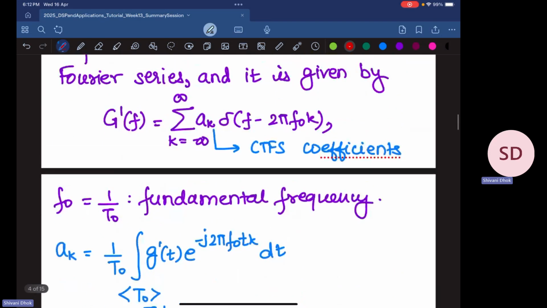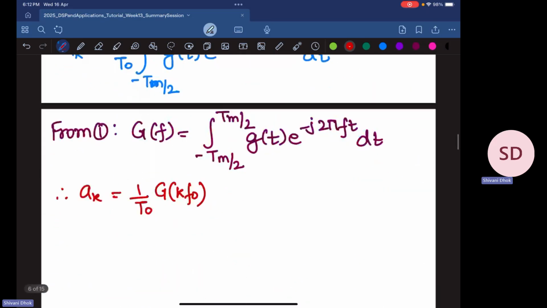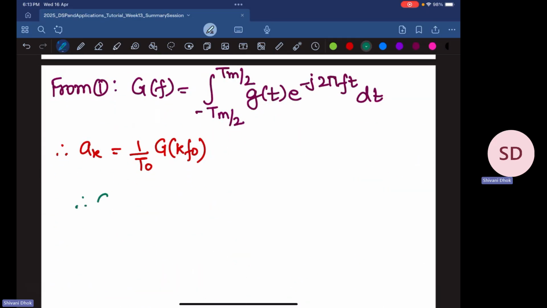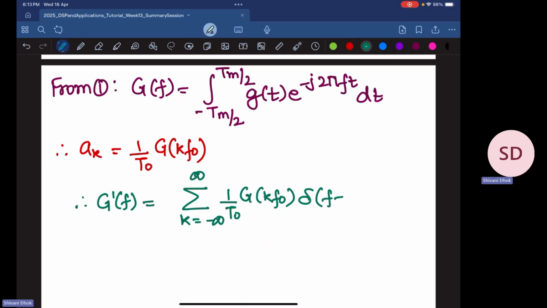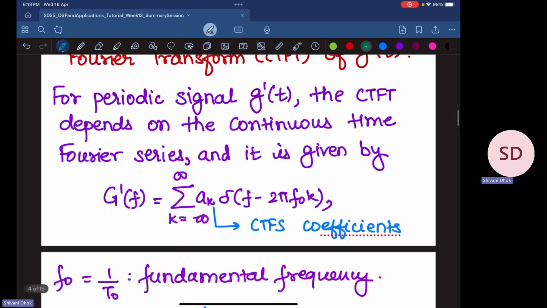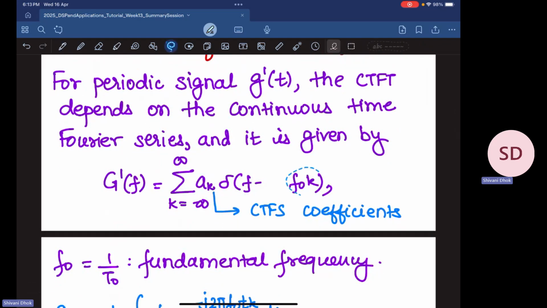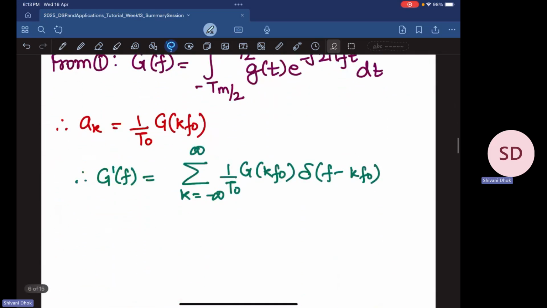Now we'll substitute it back into the equation where we find the Fourier transform of g prime of t, which is g prime of f. Therefore, g prime of f is given by 1 over t naught, summation k running from minus infinity to infinity, g of k times f naught into delta f minus k times f naught. I made a mistake here, I think. Yes, simply k times f naught, like this. Okay, so this is what we get.